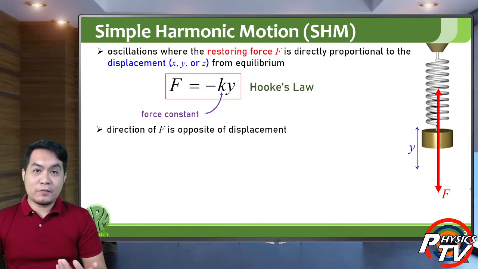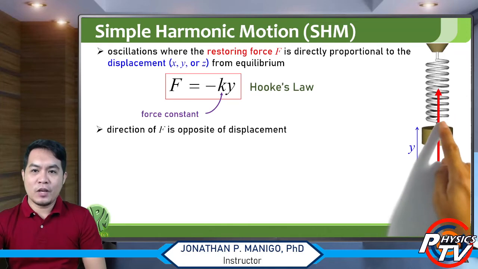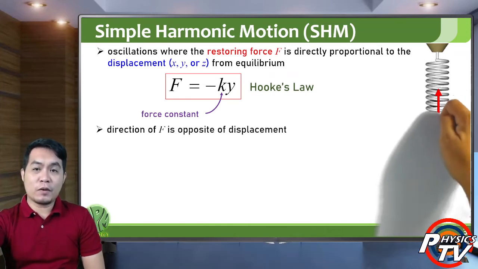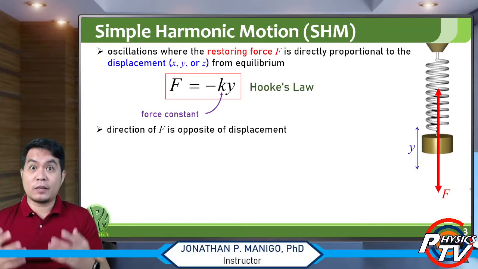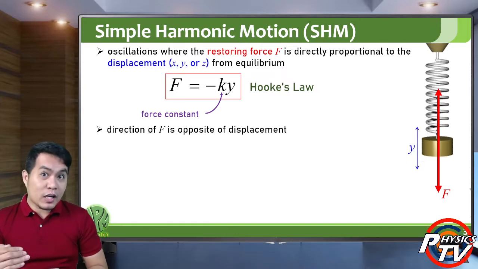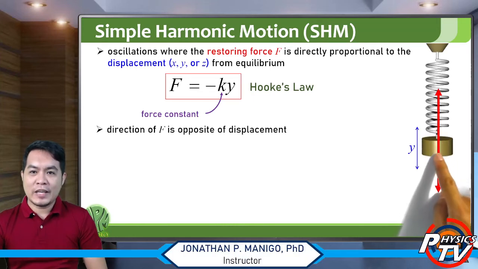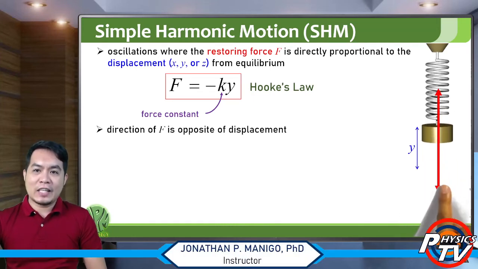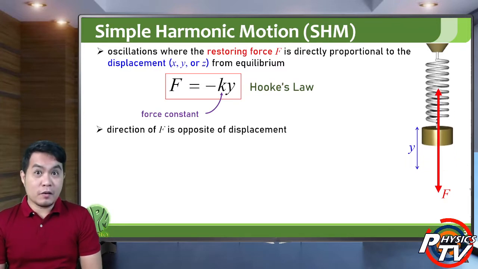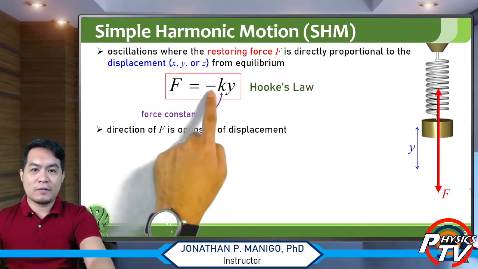The direction of the restoring force is actually opposite of the displacement. When this mass is displaced upward, the restoring force is downward. The restoring force is the force that makes the oscillating object return to the normal or equilibrium position. When the mass is displaced downwards, the restoring force is upward. So it's always directed opposite of the direction of motion. That is the negative sign here.